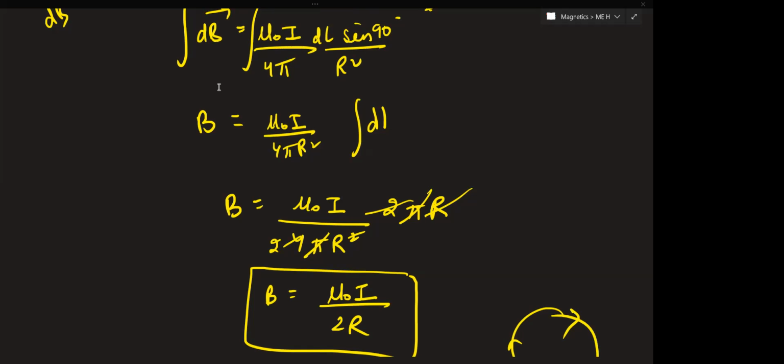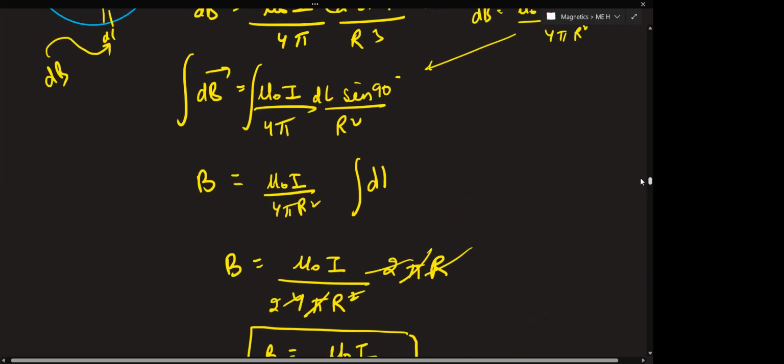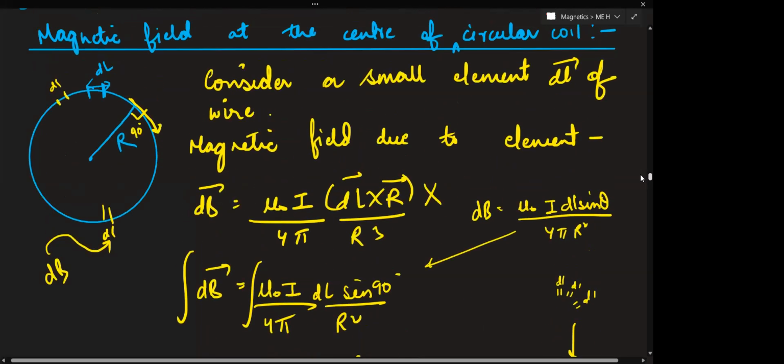Here we don't have to write the dl sine 90 r square in the integration. Just dl. After just dl, dl directly becomes 2 pi r, yes. Because integration of dl is like adding all the small elements together. So ultimately it becomes a complete circle. Got it. Written. Yeah, done, ma'am. Others have also written, I think.